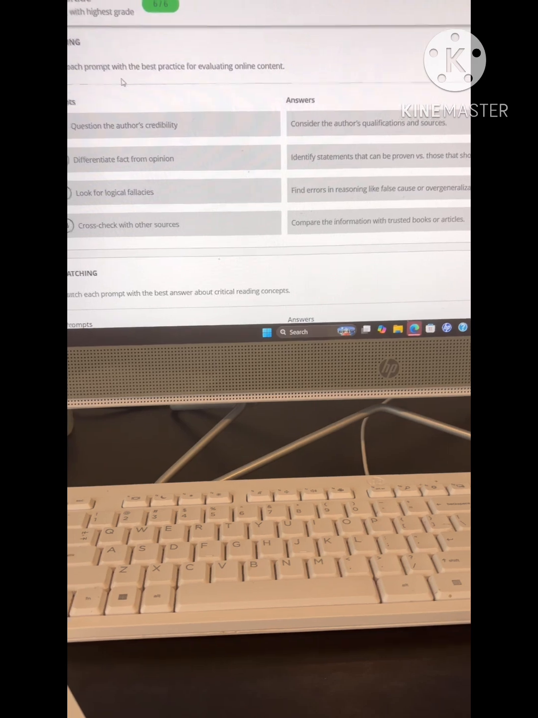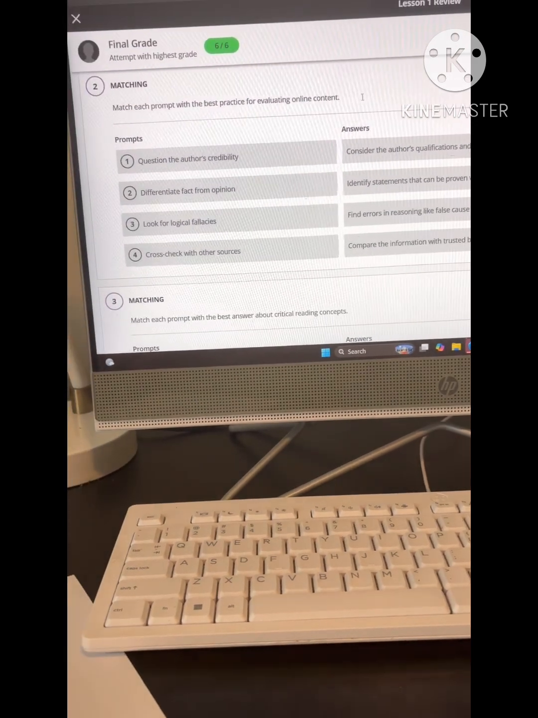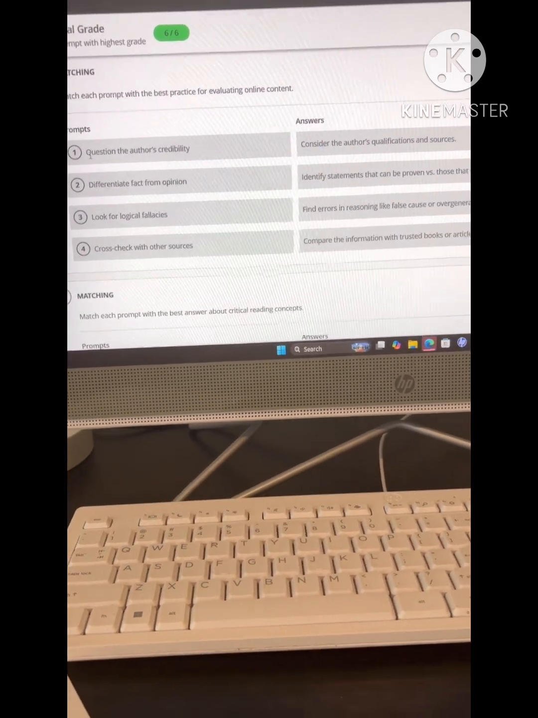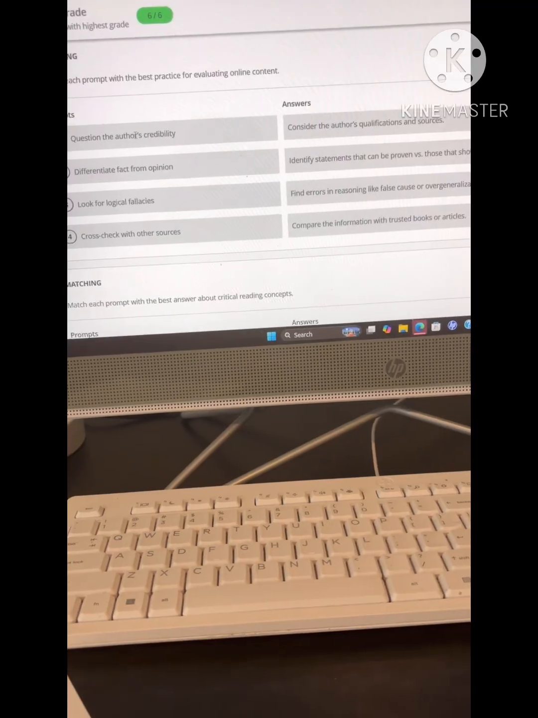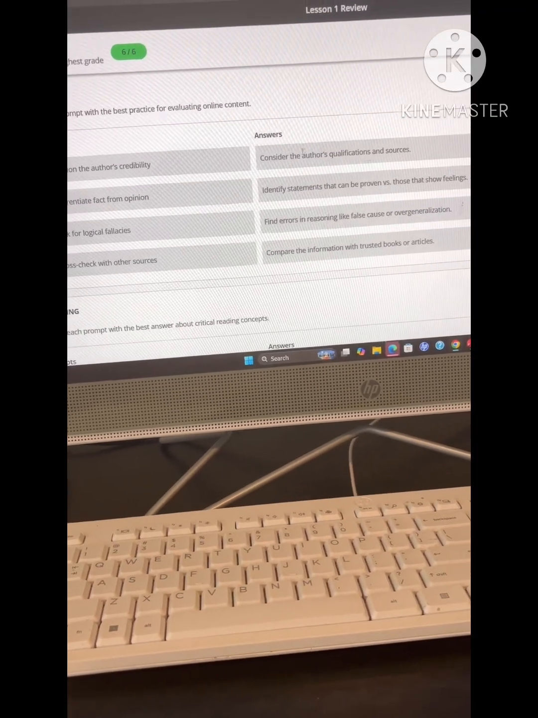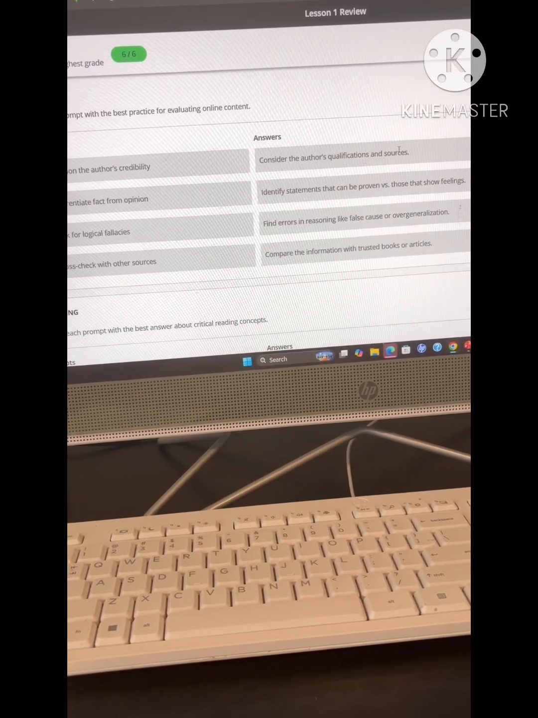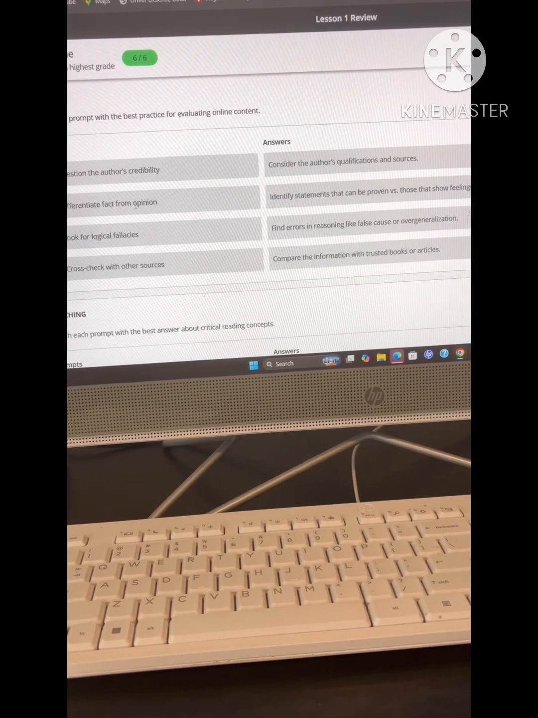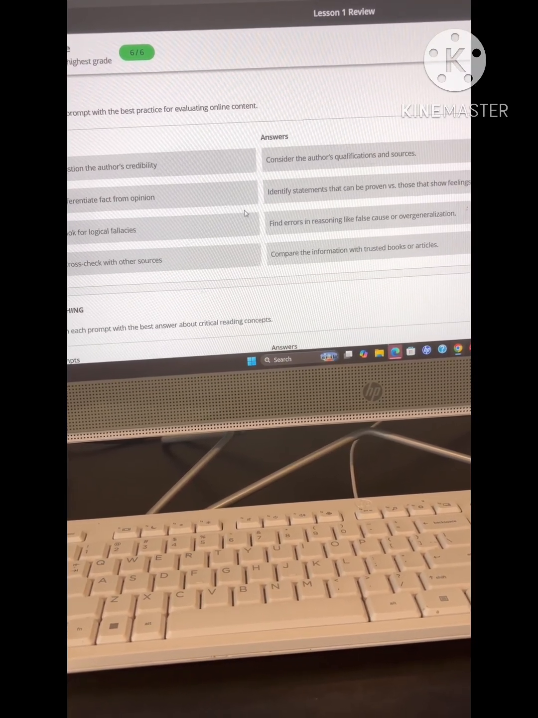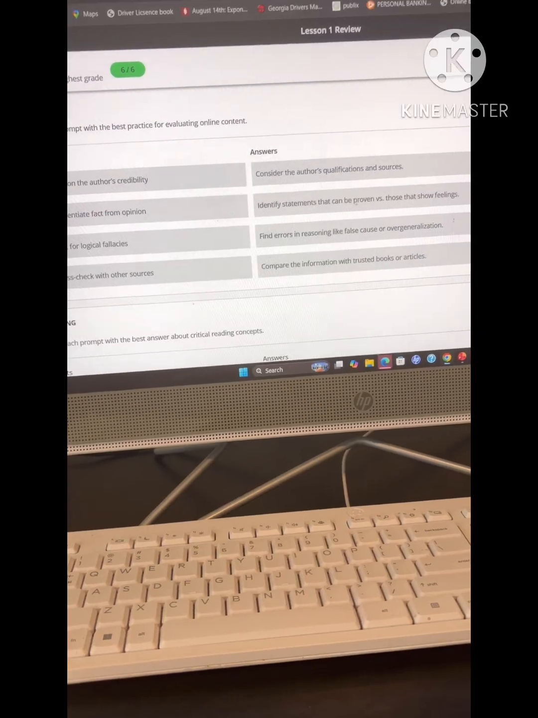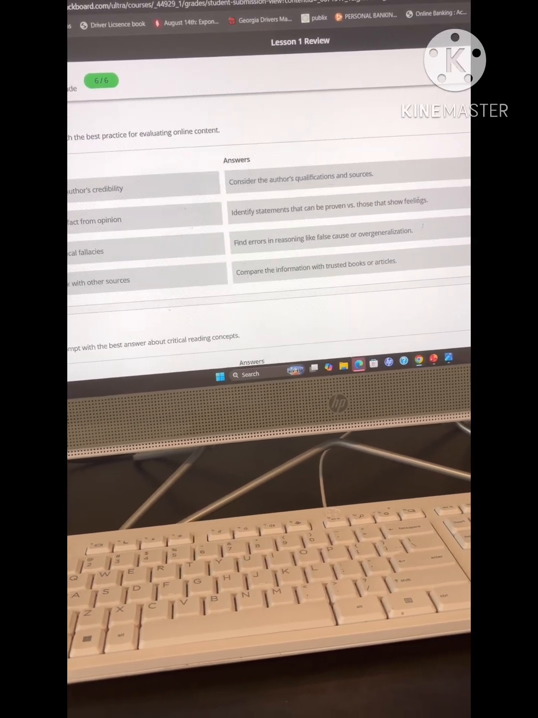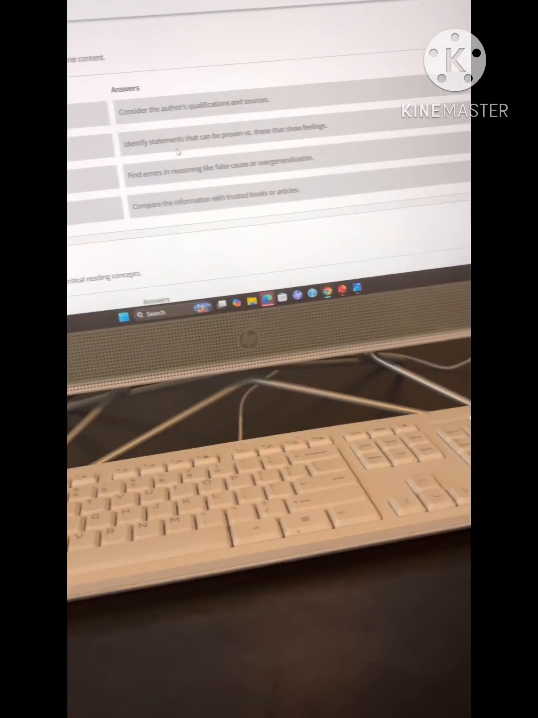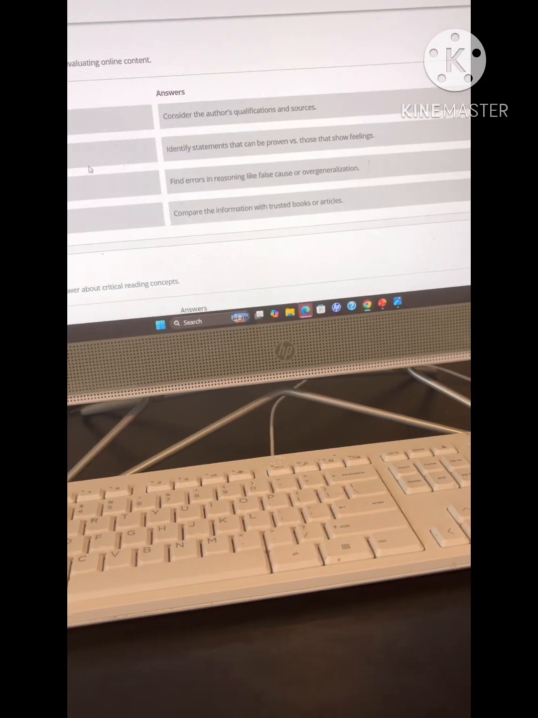Number two, match each prompt with the best practice for evaluating online content. Number one, question the author's credibility. Consider the author's qualification and sources. Number two, differentiate fact from opinion. And then I put identify statements that can be proven versus those that show feelings, because that's how you're supposed to do when you differentiate fact from opinion.